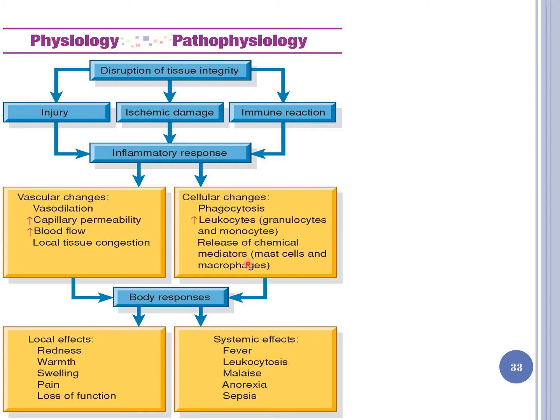And at this point, you guys are familiar with this response. So vascular changes, vasodilation, capillary permeability, increased blood flow, local tissue congestion can happen. At the cellular level, you're getting things like phagocytosis, increased leukocytes, release of chemical mediators, things like mast cells and macrophages. Your mast cells are chemical mediators. That includes things like histamine. And then what happens with that, you're getting things like erythema, you're getting edema, right? Getting contraction going on, all of that, the regular things that happen.